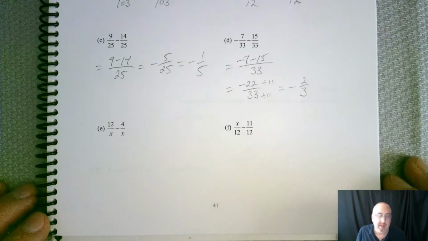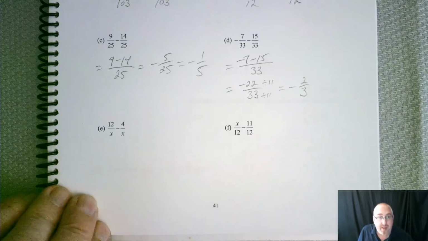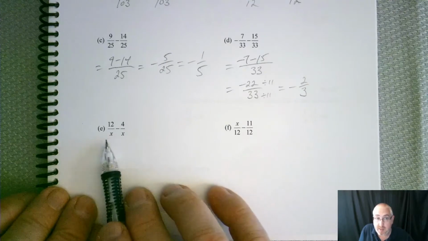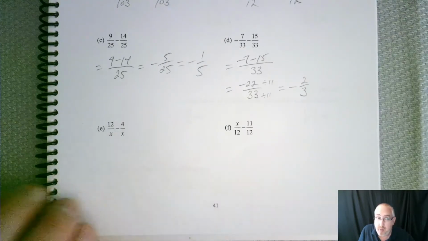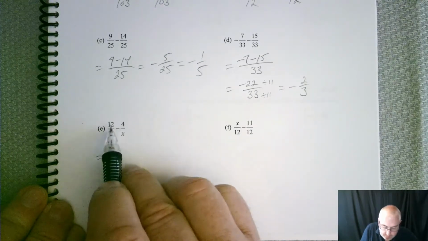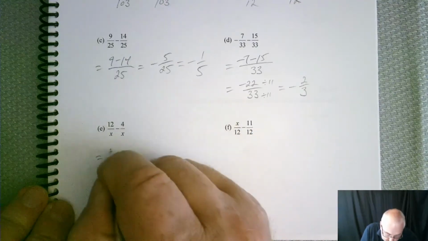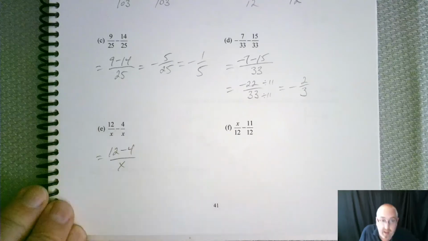X's again? Well, yeah. Unfortunately, they're never going to go away. But how do we tackle it, though? The one thing you should notice is that the denominator is the same. So we should be able to treat it the same way we did the previous ones. So what did we do? We just combined the tops, sort of like what we did up above. So you should have 12 minus 4, but it's all over x.